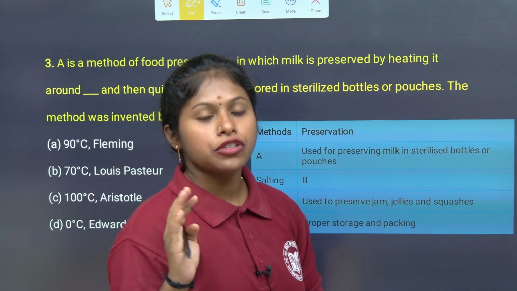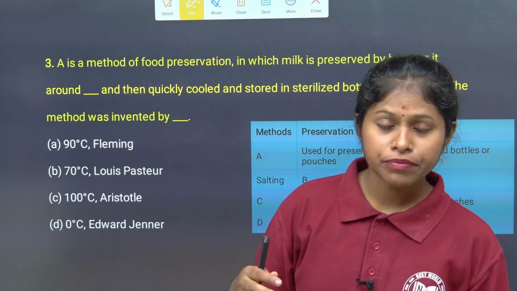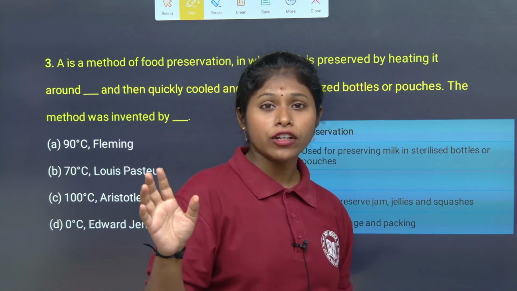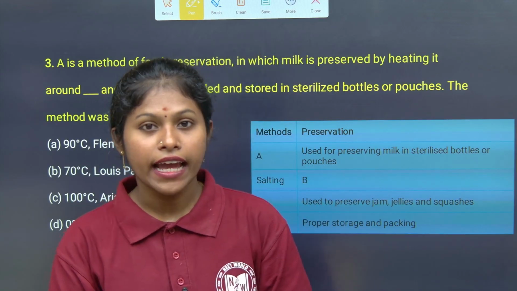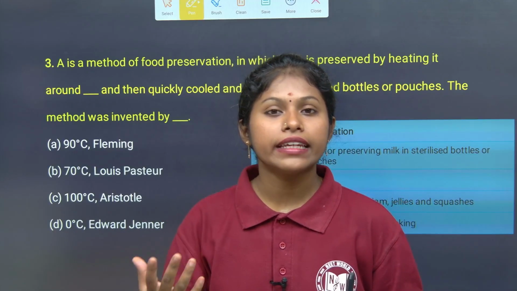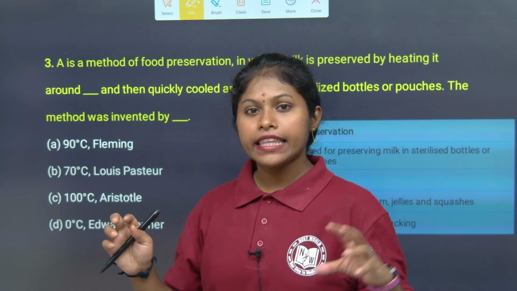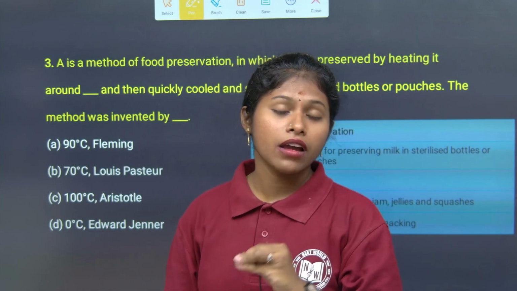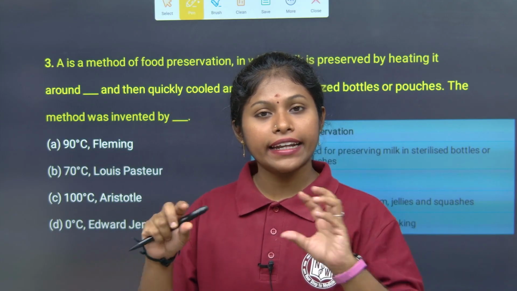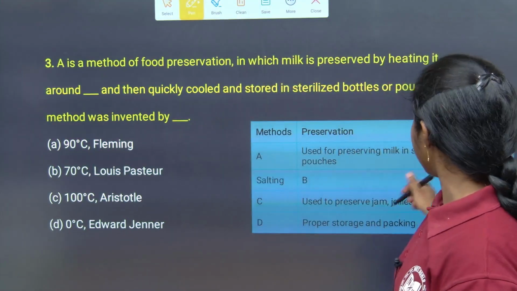So, children, we all know that A is the pasteurization method. What is the pasteurization method, children? It is nothing but the heating of milk for 15 to 30 seconds at 70 degrees centigrade. They heat the milk at 70 degrees centigrade for only 15 to 30 seconds. Then immediate cooling happens and the milk travels through small pipes. Then again they cool it and immediately pack it into pouches and sterilized bottles.